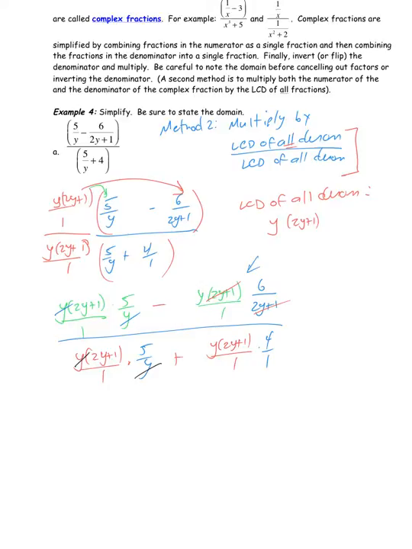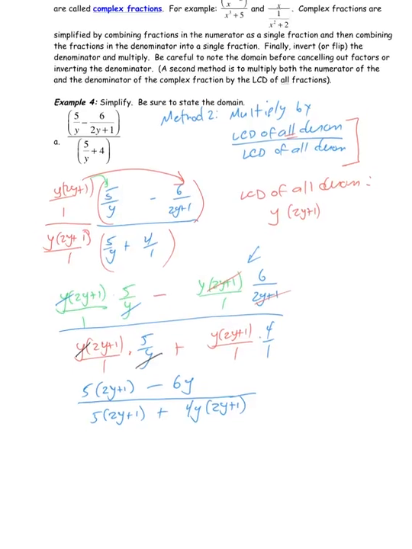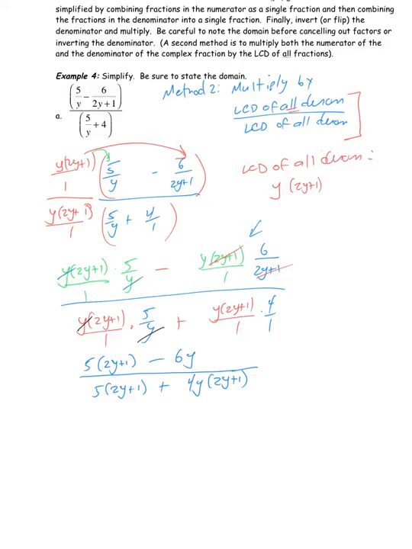And now let's simplify the numerator. So the numerator is 5 times 2y plus 1 minus 6y. And now the denominator is 5 times 2y plus 1 plus 4y times 2y plus 1. And you'll see the complex fraction is gone now. I'm going to keep simplifying here. So the numerator, I can distribute the 5 to the 2y plus 1. So I'm going to get 10y plus 5 minus 6y.